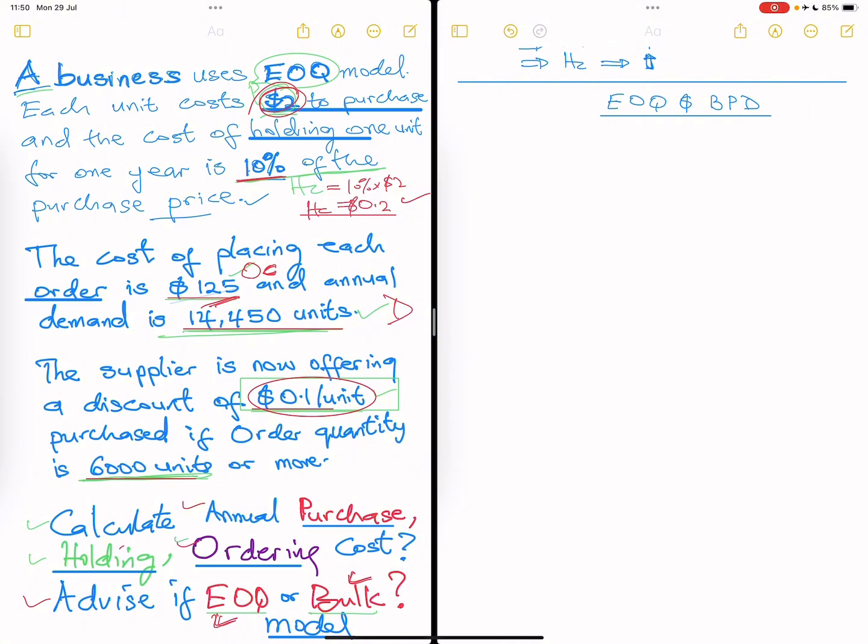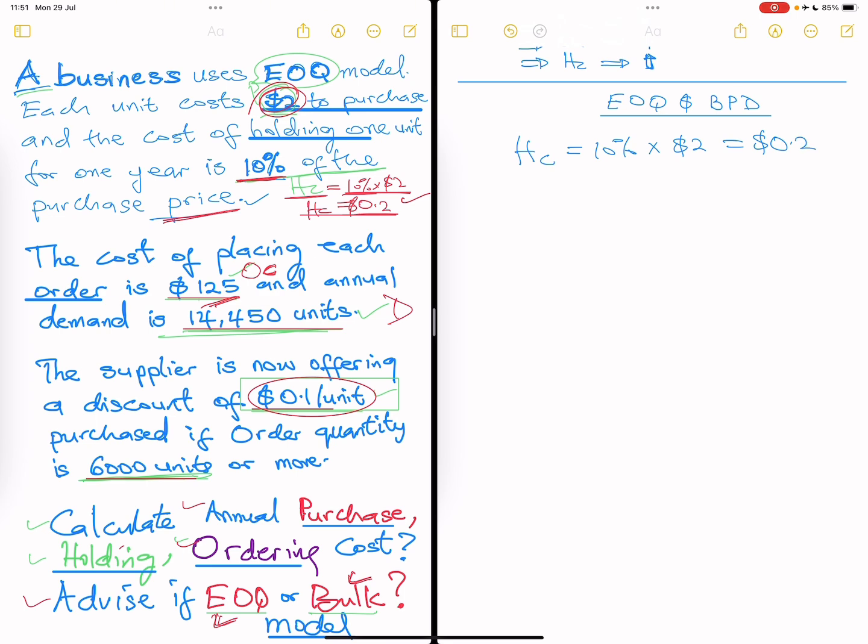A business uses the EOQ model. Each unit costs $2 to purchase, and the cost of owning one unit for 1 year is 10% of the purchase price. So which means our holding cost for 1 unit is 10% of 2, and that is equal to 0.2. So we can note that down already. Holding cost is equal to 10% multiplied by $2, that is equal to $0.2. So we know our holding cost per unit.